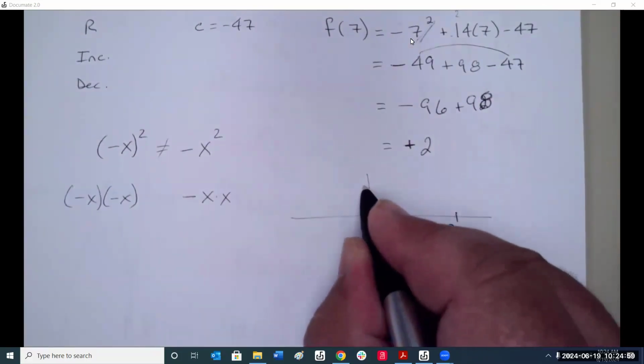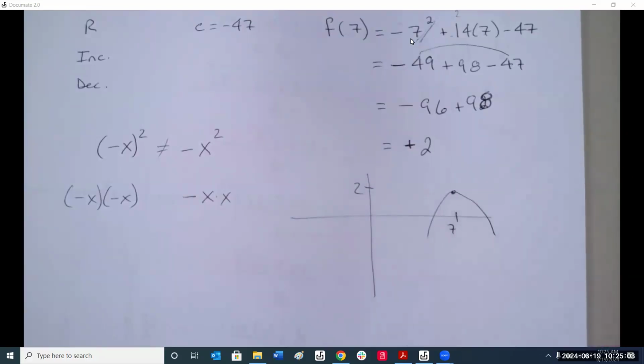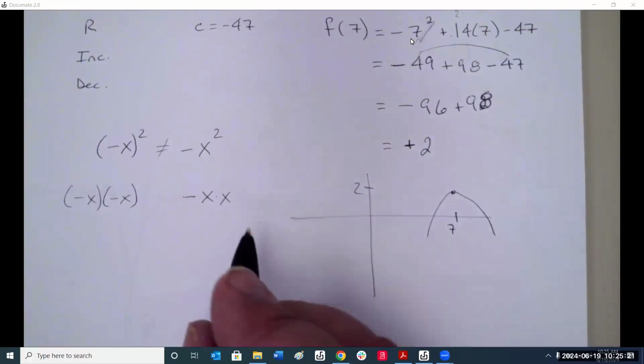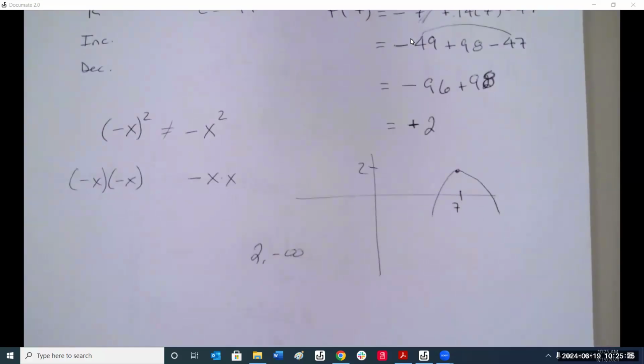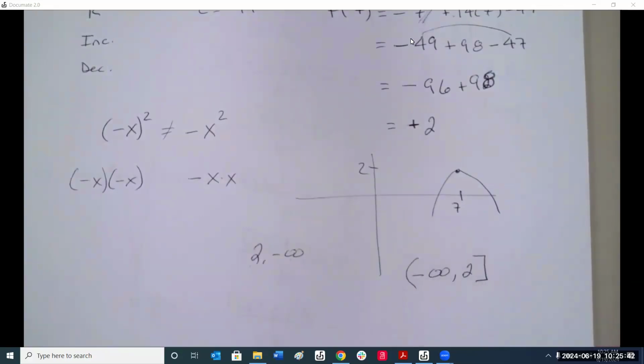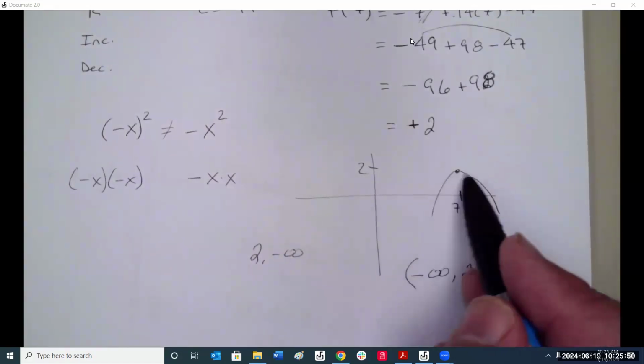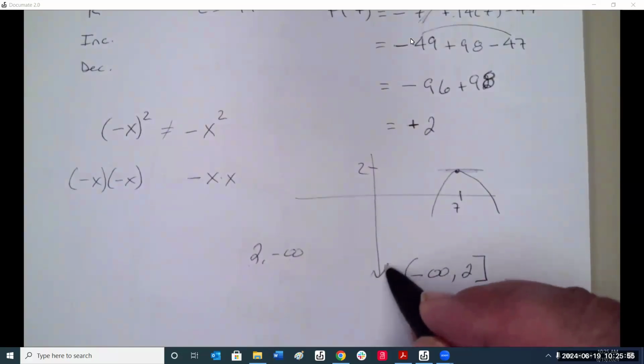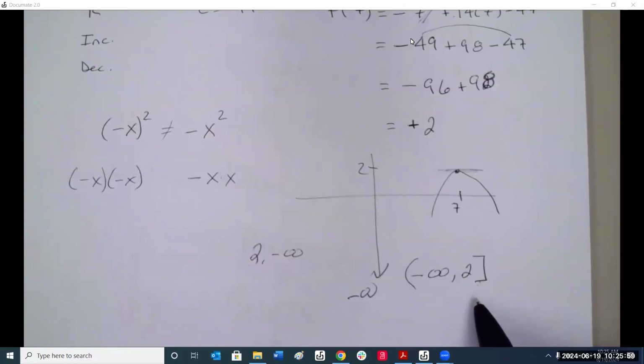We know it's at 7, and we know it's at 2. And we also know it opens down. So what's my range? Is that true? Remember, this needs to read left to right. Is 2 smaller than negative infinity? You're right. It's just that you have to put the smaller number first whenever you do intervals. Very, very good, though. You notice where that 2 is the maximum. It stops there. So it goes from negative infinity all the way up to 2. And it's including 2. That's the range.